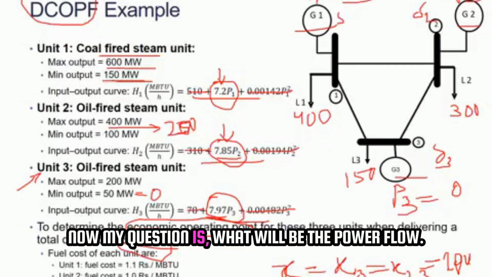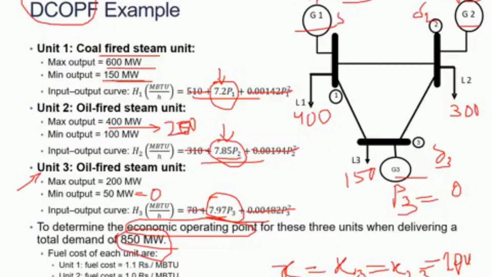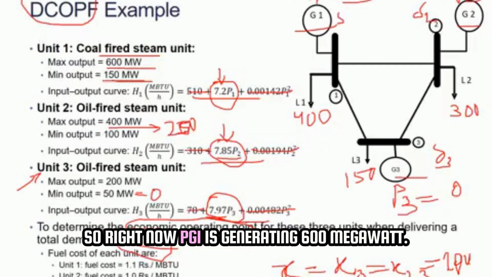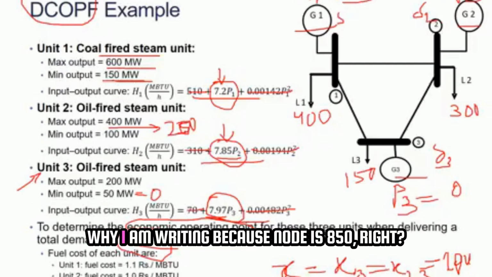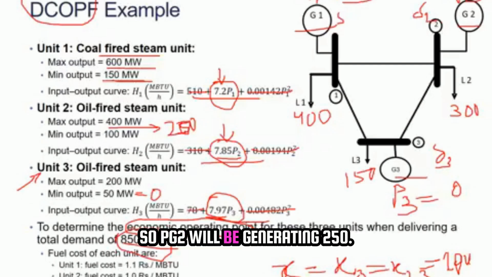Now my question is, what will be the power flow? Right now PG1 is generating 600 megawatt, PG2 is generating 200 megawatt. Sorry, it will be 250. Why am I writing that? Because load is 850, right? So PG2 will be generating 250, PG3 will be generating 0. What will be the power flow?